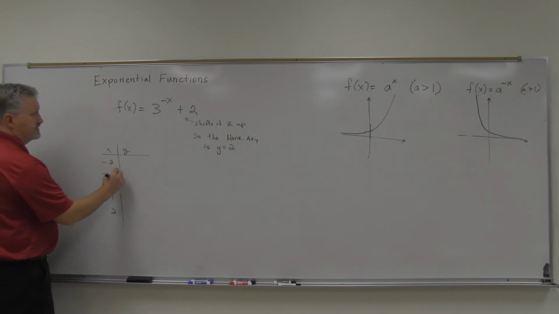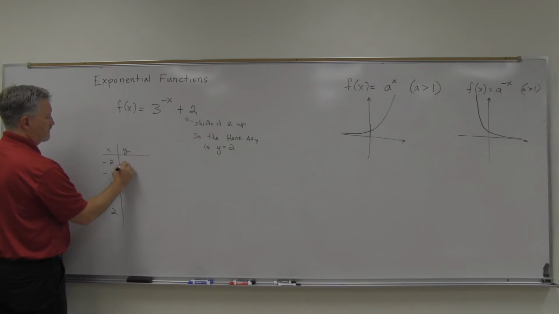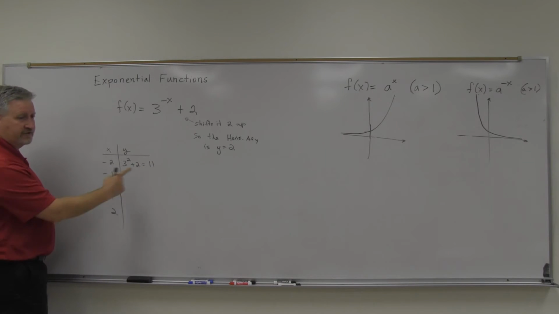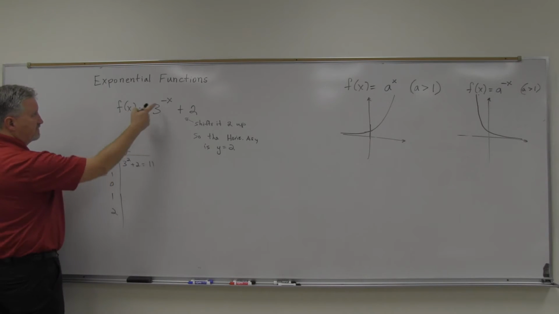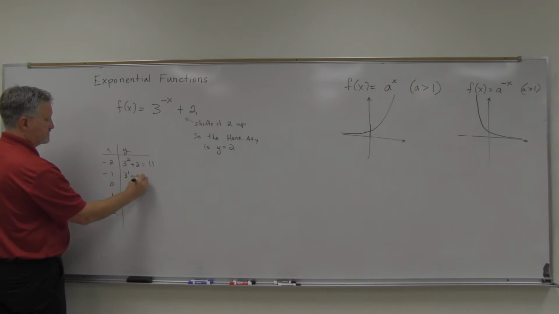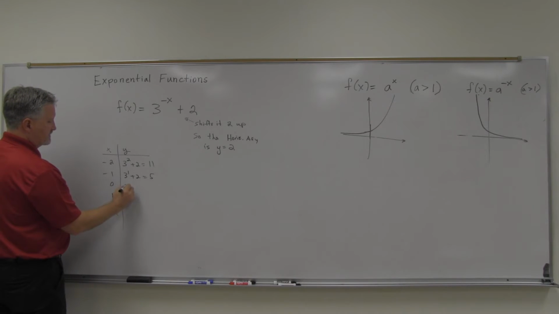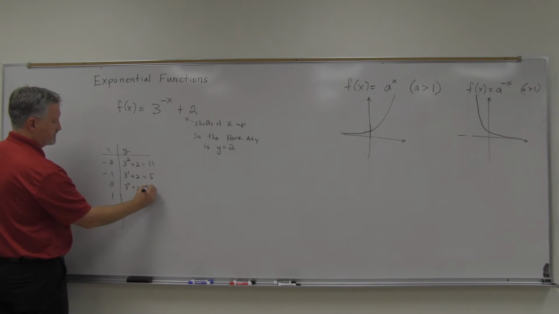Just to get the shape accurate here. If x is -2, we'd have 3 to the positive 2 plus 2, so that's going to be 9 plus 2, which is 11. If x is -1, that'll be 3 to the positive 1 plus 2, so that's 5. 3 to the 0 plus 2, that's 1 plus 2, so that'd be 3.